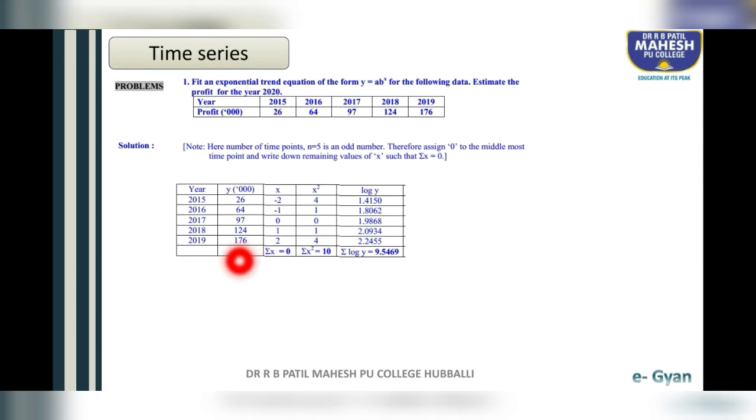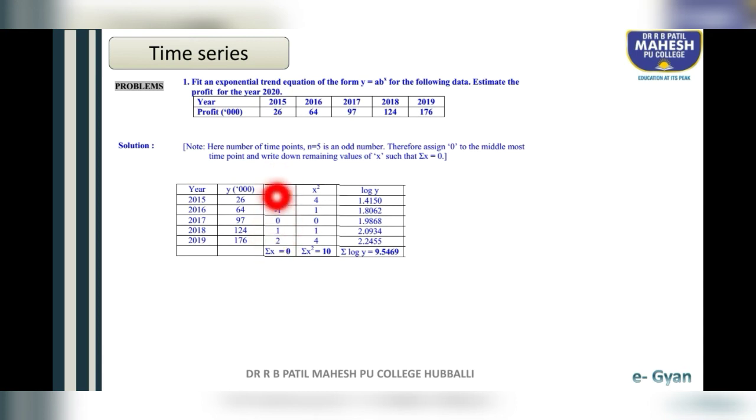Next, 176. Log of 176. Here also 3 digits are there. 3 minus 1 is 2. So 2 point 17 under 6. Log of 17 under 6 is 2455. Students, after finding this, take the summation of this.